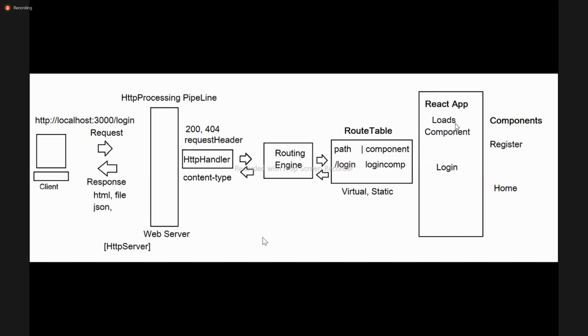So I hope up to this is clear, simple. That means you make a request, it comes to the web server and uses the handler. Through the handler, it will send the request to the routing engine. The routing engine will verify whether that is available or not. If not available, it will send 404 saying not found. If it is available, now it has to load that component into memory.